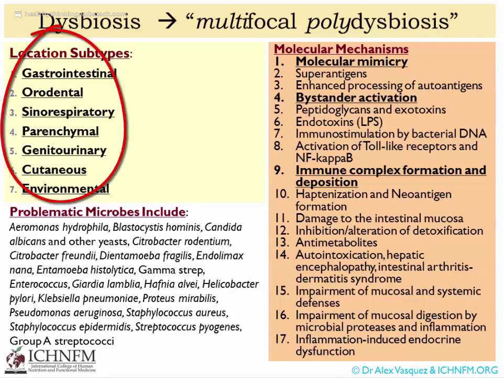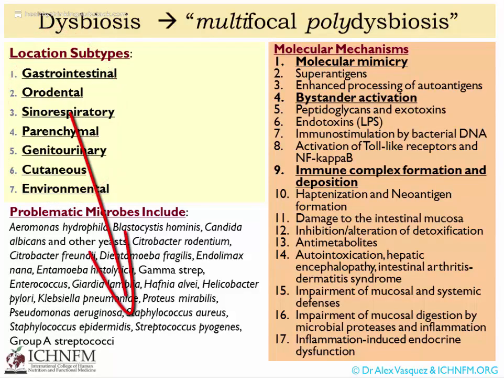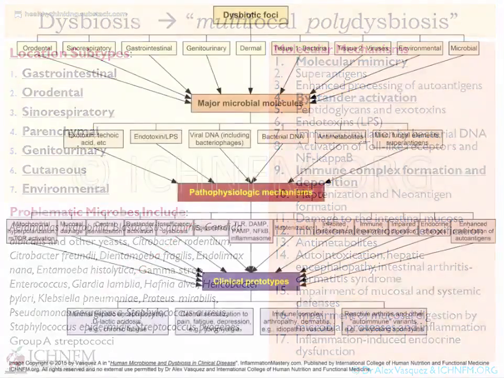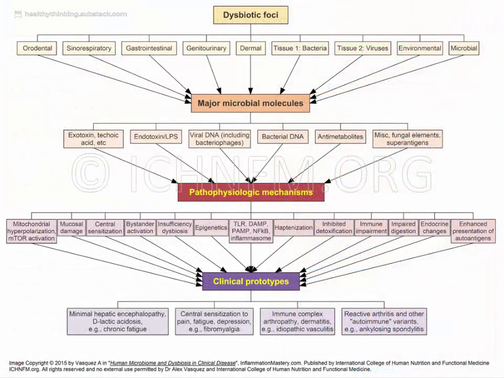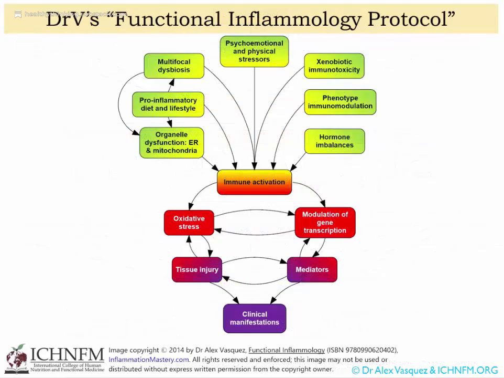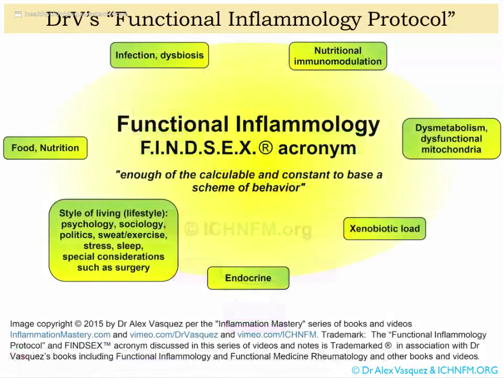The location subtypes are listed. I've also discussed previously some problematic microbes, and we've already reviewed the molecular mechanisms. Moving on now, again, I provide an overview of the structured approach, discussing different locations, how each of those locations can contribute different combinations of microbial molecules, based on the receipt of those different microbial molecules in different quantities and different patterns. Then we see different pathophysiologic responses, and that leads ultimately to different clinical prototypes that we have to deal with in clinical practice. Again, you'll notice that the multifocal polydysbiosis component is only one component of the overall protocol, which I call the functional inflammology protocol, remembered by the FIND-SEX acronym.